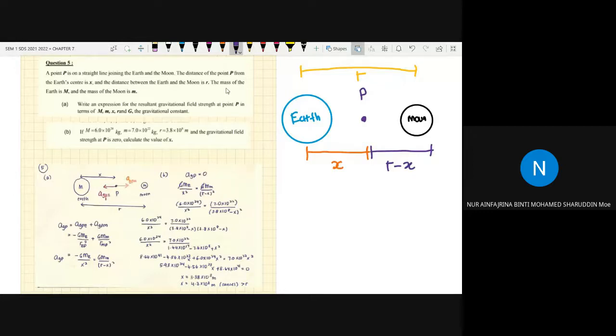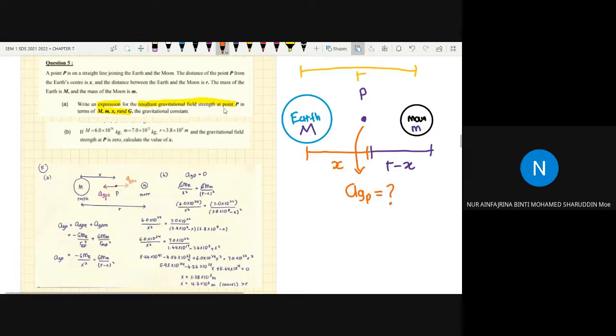Lepas tu dia cakap the mass of the Earth is M, capital M, and the mass of the Moon is small m. Write an expression. When soalan cakap write an expression tu, you must come out with one formula lah, for the resultant gravitational field strength at point P in terms of M, m, R, X and G. G tu adalah gravitational constant.